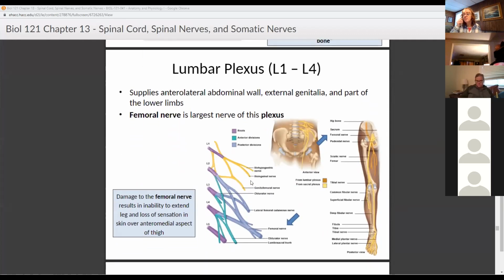Lumbar plexus supplies the anterior lateral abdominal wall, the external genitalia, and part of the lower limbs. The femoral nerve is the largest nerve in this plexus. You look, it's coming off L2, L3, and L4.